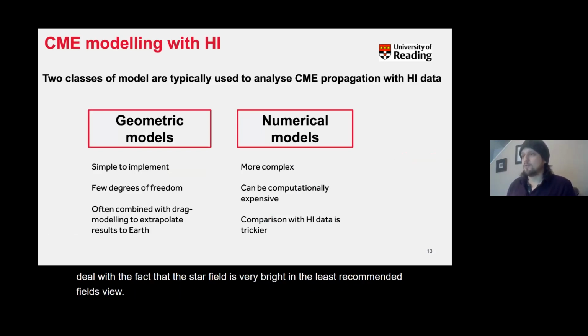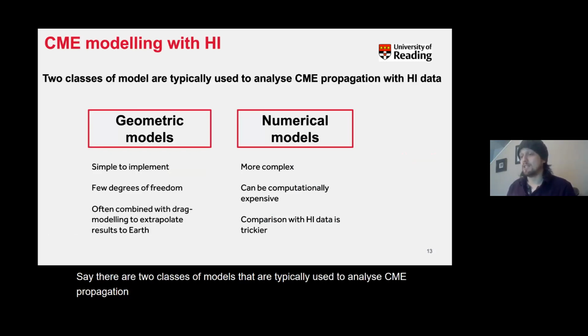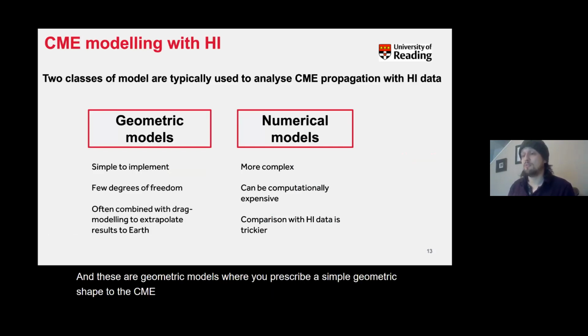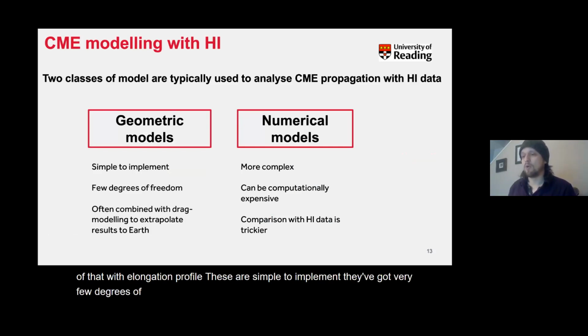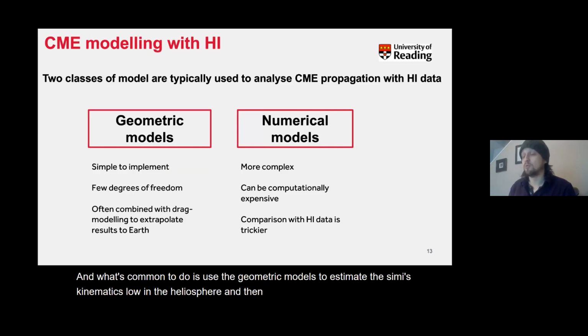There are two classes of model that are typically used to analyze CME propagation with heliospheric imager data. These are geometric models, where you prescribe a simple geometric shape to the CME structure, and you assume that you are viewing the tangent of that with the elongation profile. These are simple to implement and have very few degrees of freedom. It's common to use the geometric models to estimate the CME's kinematics low in the heliosphere, and then use something like a drag model to extrapolate those kinematics out to Earth to see when the CME might arrive and what its speed will be.